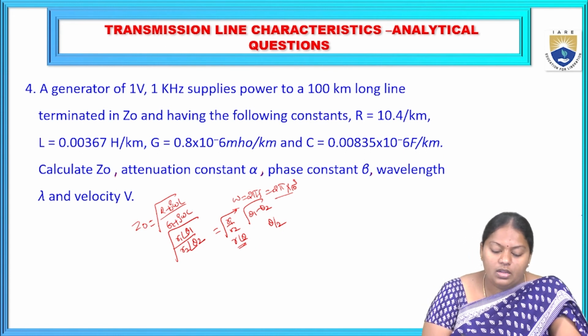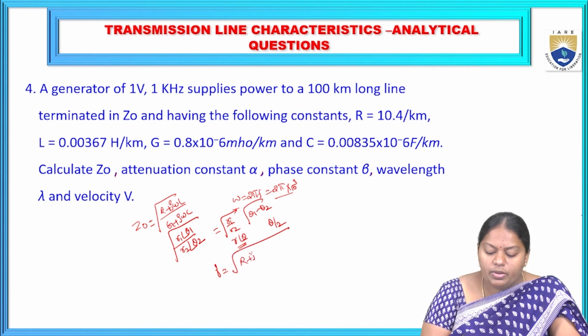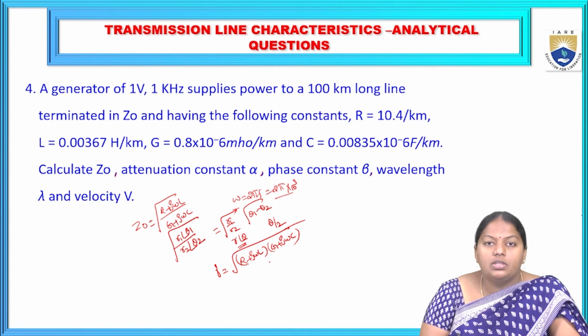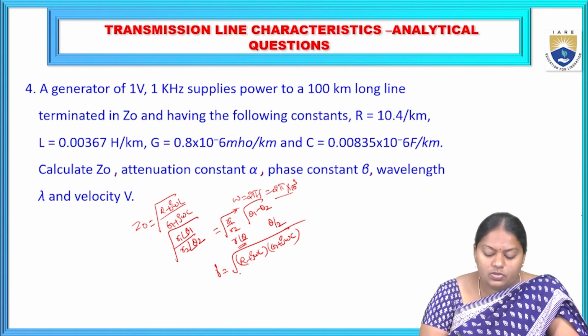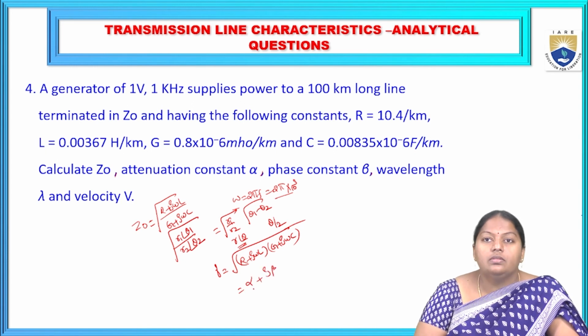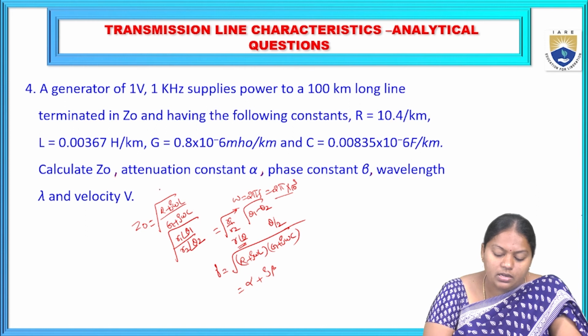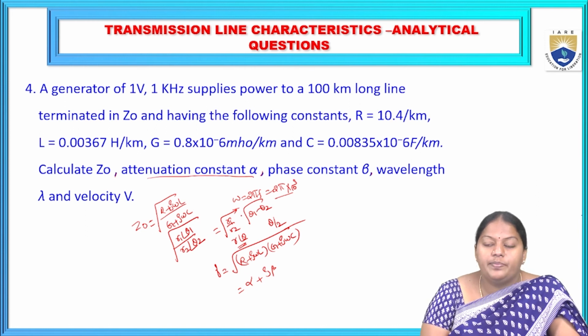Then gamma. To find gamma, we use the formula root over R plus j omega L into G plus j omega C. First, whatever values are given for all the primary constants R, L, G, C, along with the angular frequency omega, we have to substitute. Then we can separate the real and imaginary parts. From this, we get alpha as the real term plus the imaginary term as beta. So from this, the attenuation constant alpha and the phase constant beta are to be obtained.